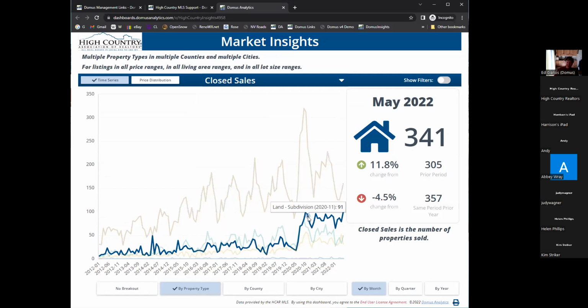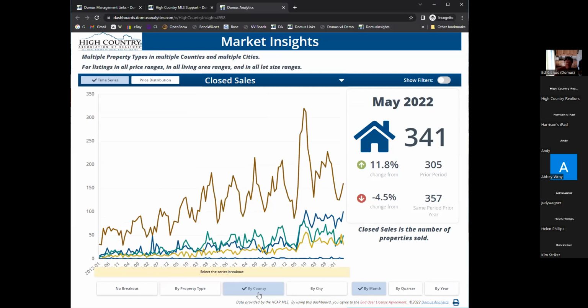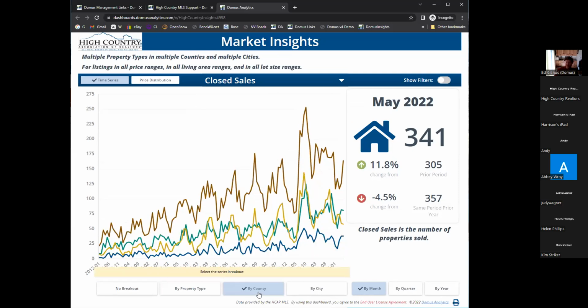Subdivision land has an awful lot of volume. Condo townhouse has a little bit less, and then you can dig down and start to see some of these smaller numbers. The same thing by county. I can click over here and see where the volume of sales is across county and everything else. So everything we look at, I can do comparisons.